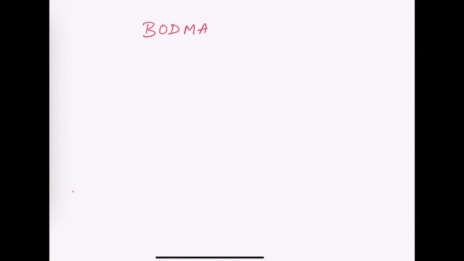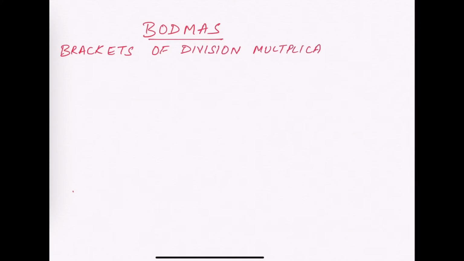BODMAS. Let's learn BODMAS. First, learn the full form. B stands for brackets, O stands for of, D for division, M for multiplication, A for addition, and last, S stands for subtraction. So there are 3 steps in learning BODMAS.